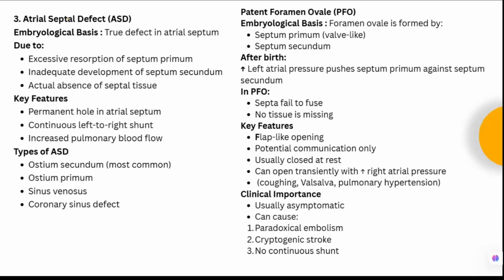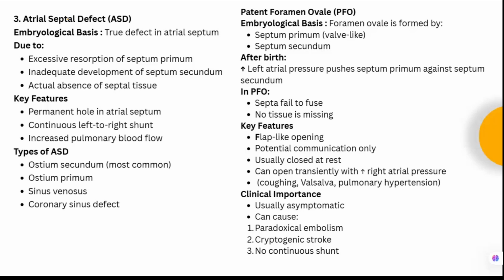Okay. Now this patent foramen ovale is formed by the septum primum, which has a valve-like action, and the septum secundum. Okay. So after birth, there is an increase in the left atrial pressure, which will push the septum primum against the septum secundum. So in patent foramen ovale, what happened? These septa failed to fuse, and there is no tissue which is missing. So in patent foramen ovale, there is no tissue which is missing, but there is a failure of the fusion.